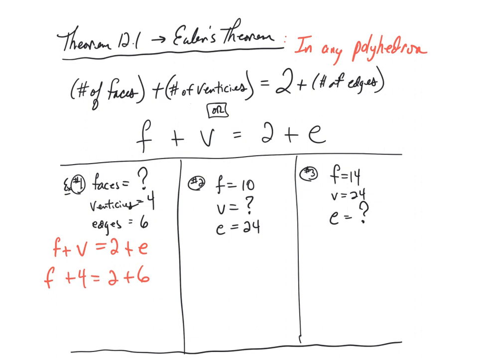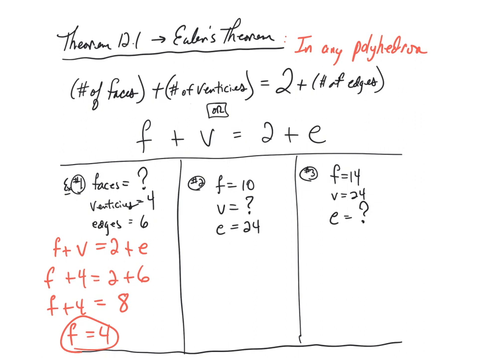Can you guys then find the number of faces? In other words, can you solve the equation? Well, of course you can. 2 plus 6 is 8. And when I move plus 4 to the other side by subtraction, that means I'd have to have 4 faces.